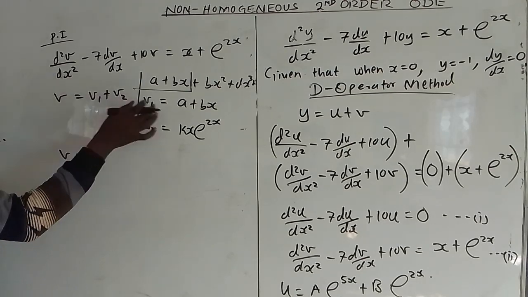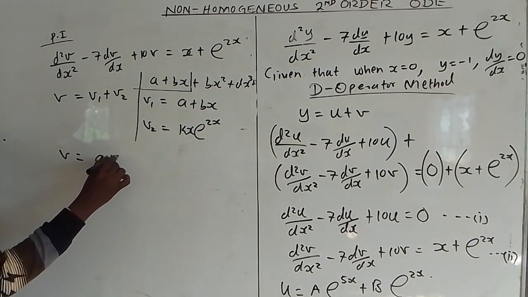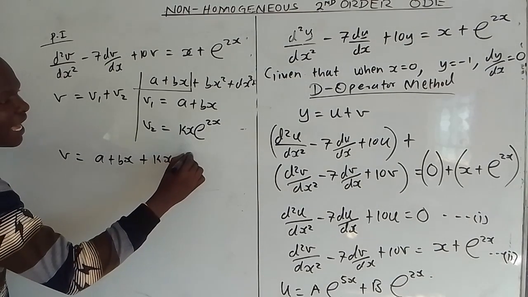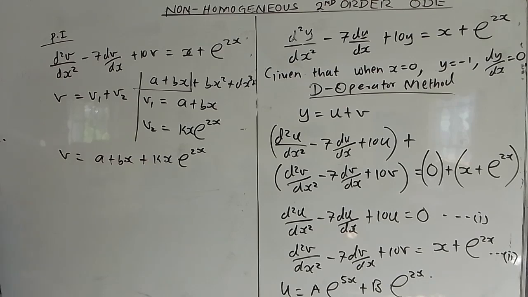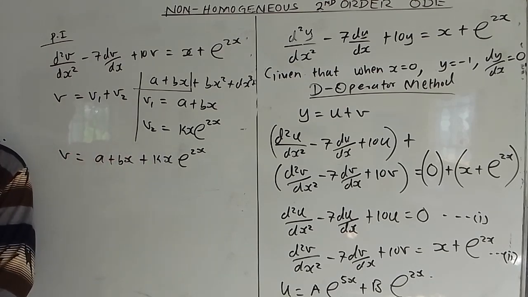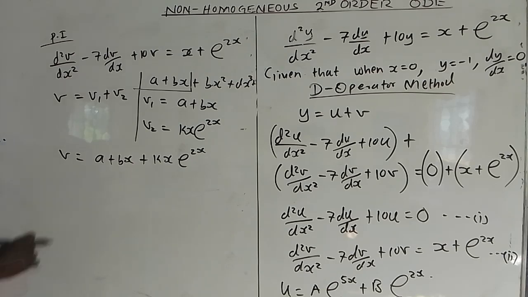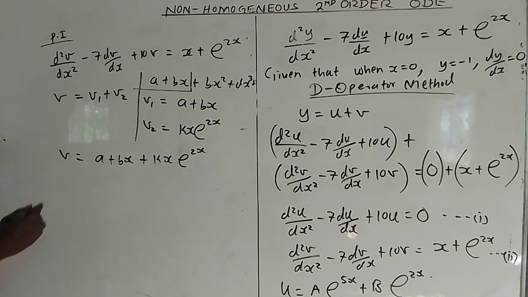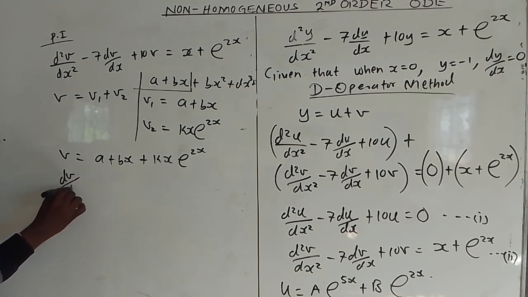V is now v1 plus v2. And v1 is a plus bx, and v2 is plus kx exponential 2x. Ladies and gentlemen, now you see we've chosen everything. Isn't it? So you start, we have to get dv over dx, meaning we differentiate it with respect to x, isn't it? So what is dv over dx?